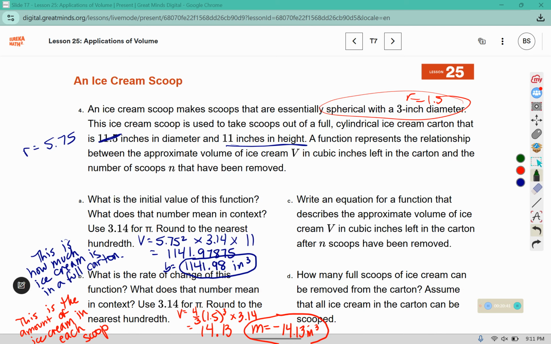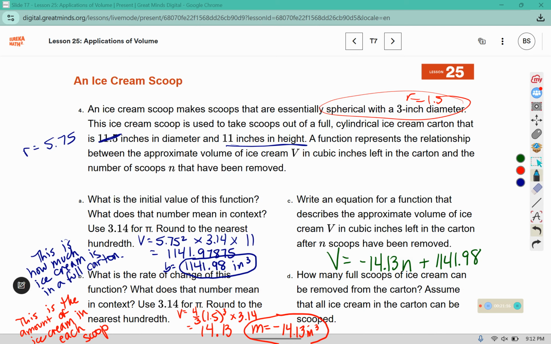Now we need to write an equation for this function that describes the approximate volume of ice cream in cubic inches left in the carton after n scoops have been removed. So our rate and our initial value. Remember, this is just like y equals mx plus b, but instead of y, we're using v for volume, and instead of x, we're using n for the number of scoops.